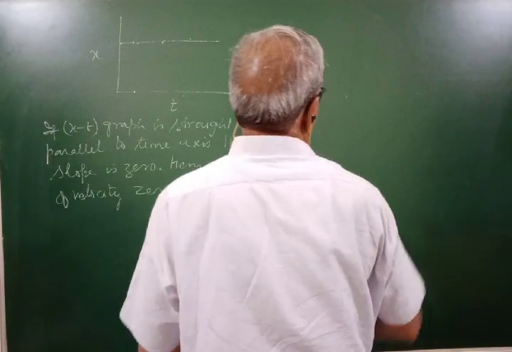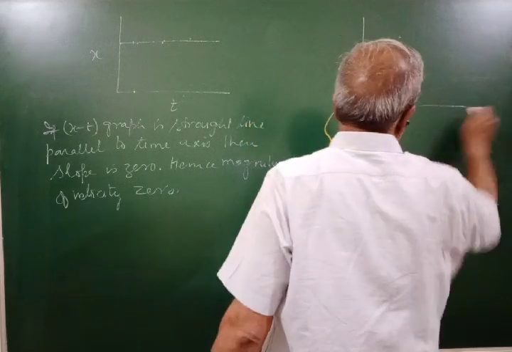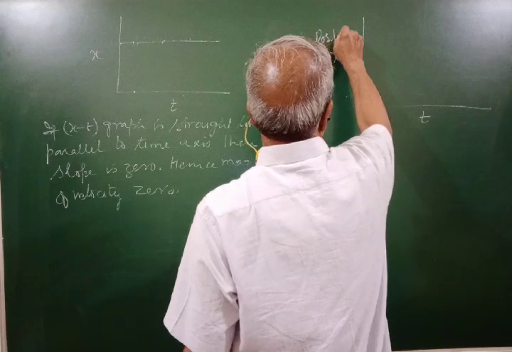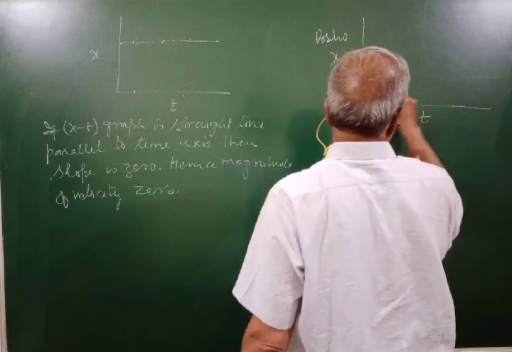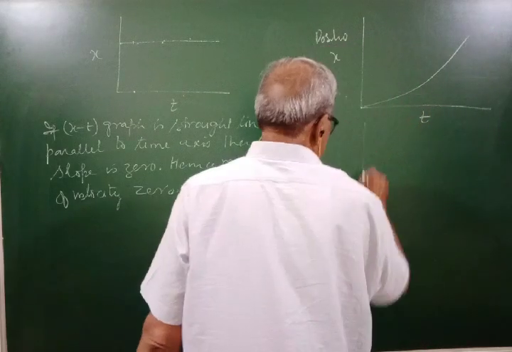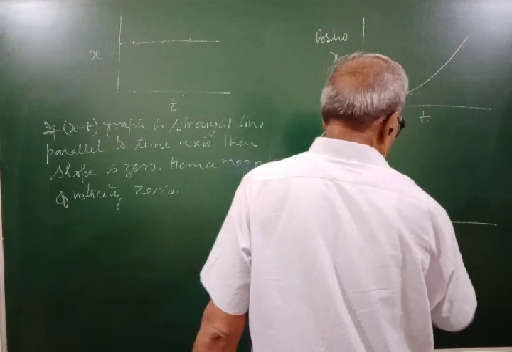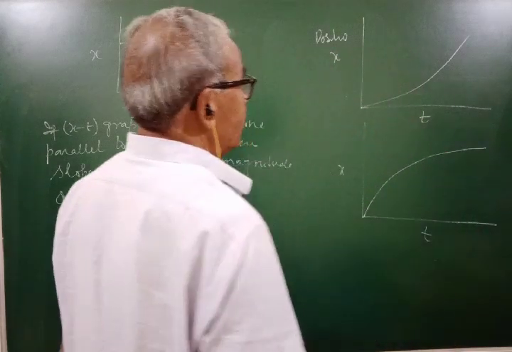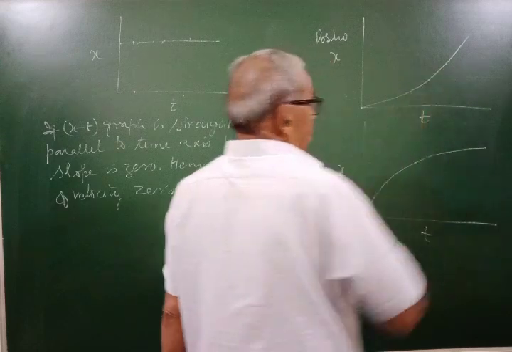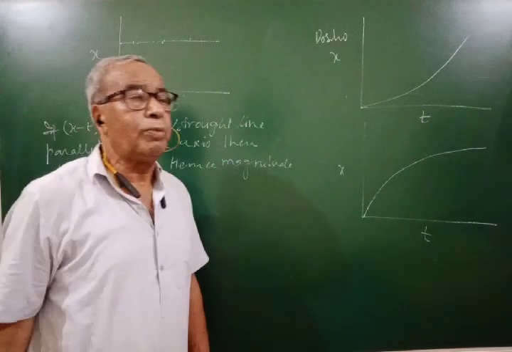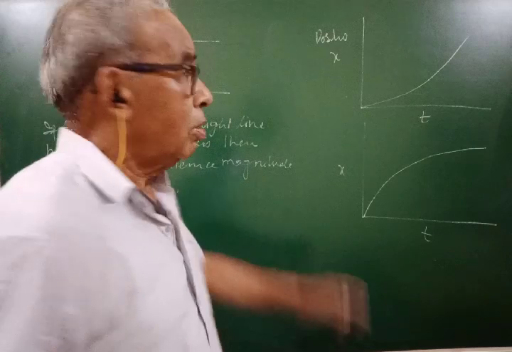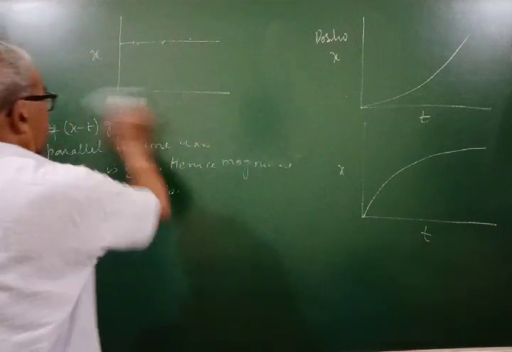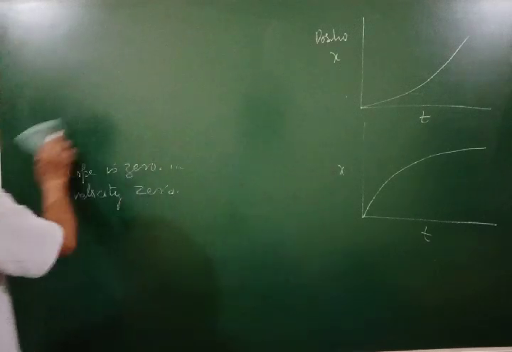If the graph is a curve, and those curves may be of different shapes, with time or x meaning position. Suppose the graph comes like this, or it may be like this. The x-t graph may be like this also. So what is happening there? Average speed and instantaneous speed will not be the same. In these two graphs, position-time graphs, average velocity and instantaneous velocity will not be the same.